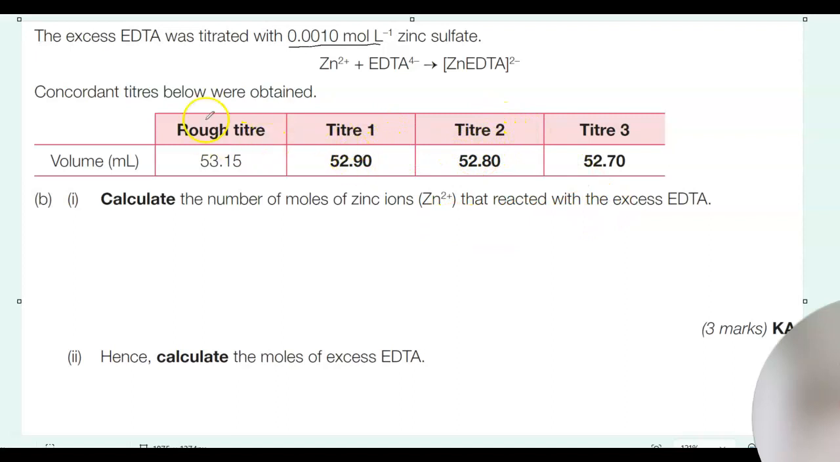So the EDTA with the zinc sulfates, and we need to calculate concordant titres here. So essentially, concordant titres are within 0.1 ml of each other. Now these are not concordant, however, they're all kind of included here. So I would just be averaging all of these out. So that would average out to be 52.8.